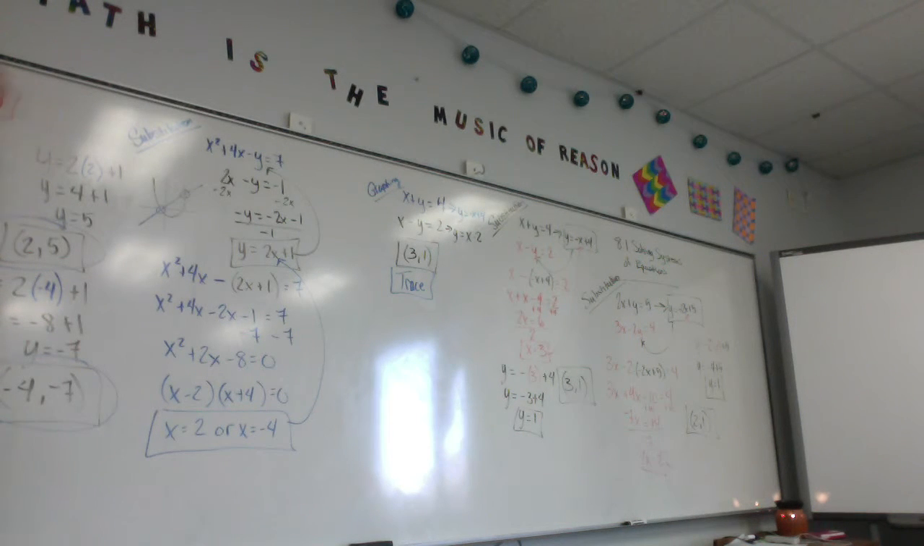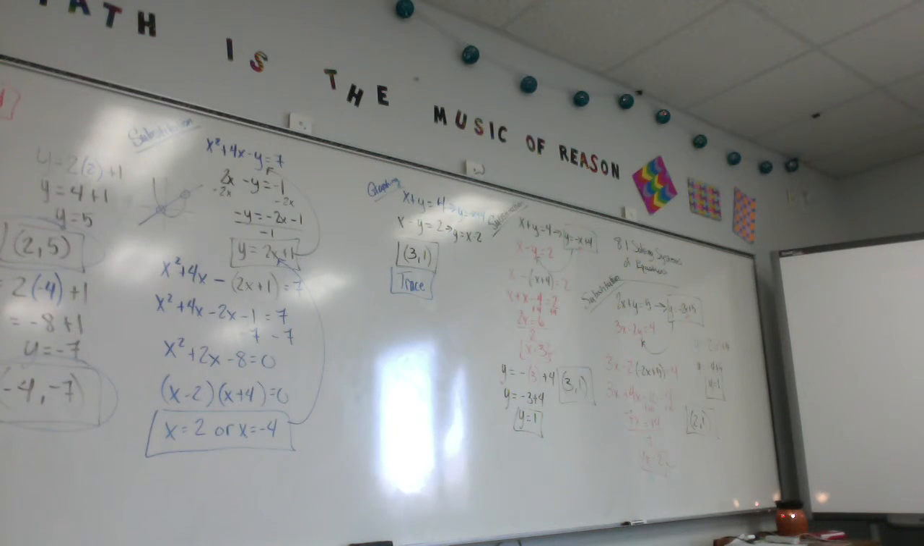I'm going to take this. I'm going to plug it in right there. So you're going to get x squared plus x plus 4 equals 3. You're going to subtract 3 from both sides. x squared plus x plus 1 equals 0.